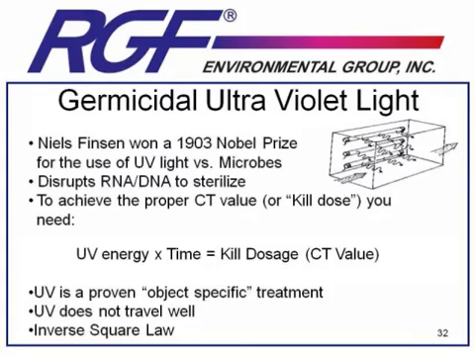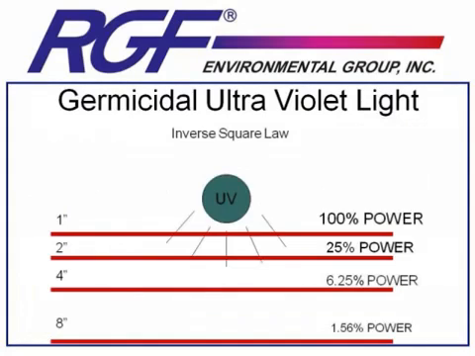UV light is a proven object-specific treatment, but does not travel distances well. All light is affected by the inverse square law. This includes traditional UV systems, the sun, fluorescent lamps, all light in general. And the inverse square law simply states, as you double the distance from a light source, any particular point will receive only a quarter of that light source's power.